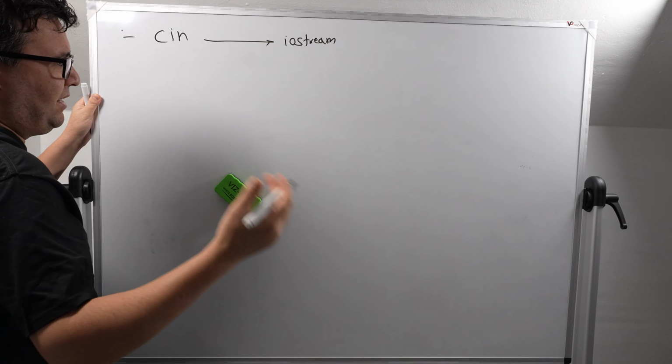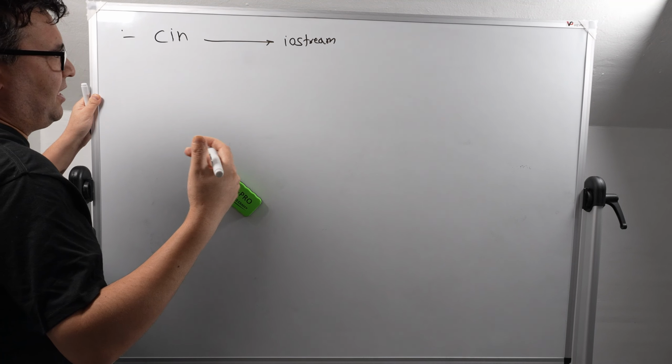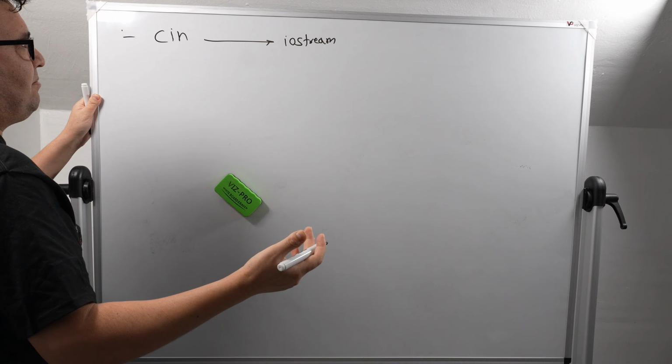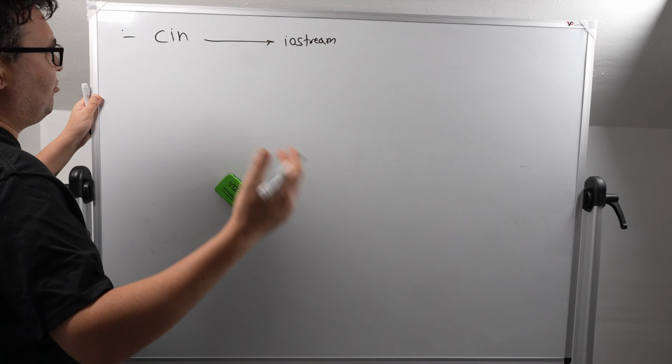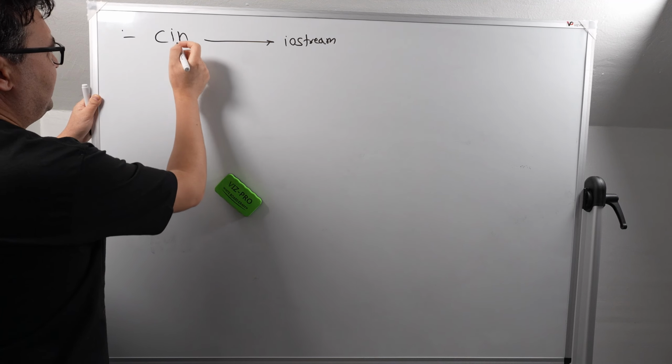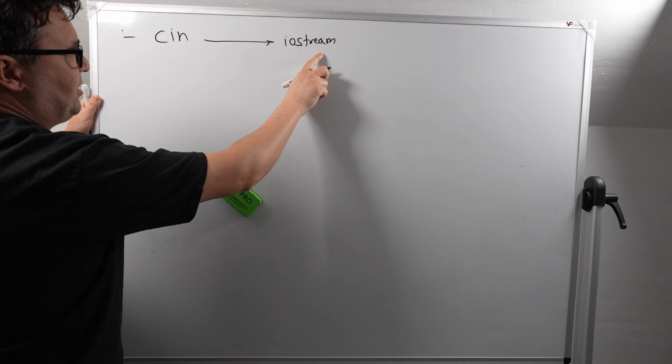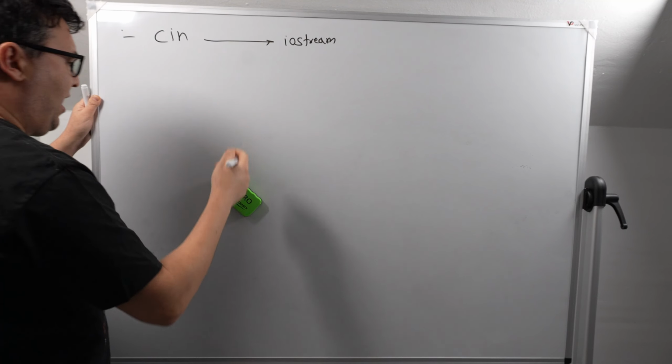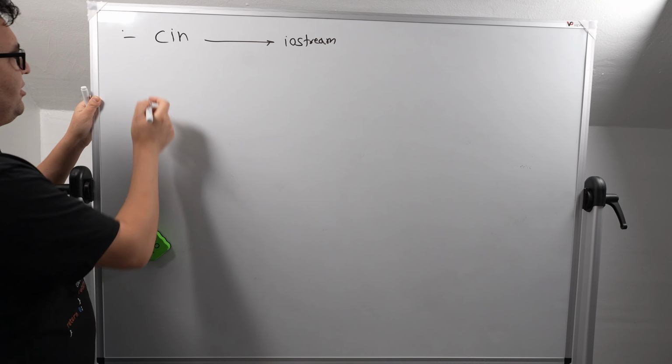The input can be a number, a character, a floating point number or a whole number, or a string, which can be a sentence. So cin is used in C++ to get input from the user. How can we get input from the user? Let's try a simple program.